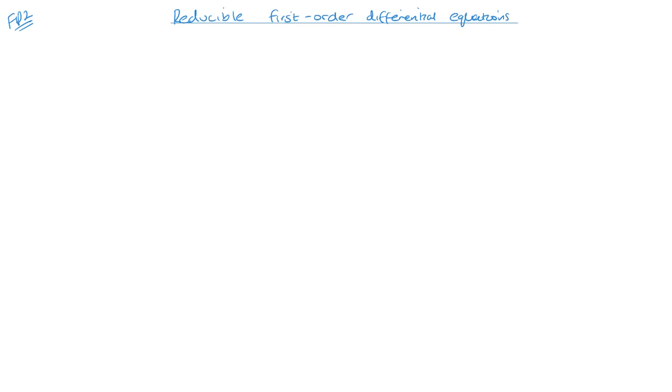Now, in questions, you'll always be given the substitution. The spec says differential equations reducible to the above type, like the types that we've already looked at in the last two videos, by means of a given substitution. So you'll always be given the substitution for these. Let's not beat around the bush, let's jump into the first example.